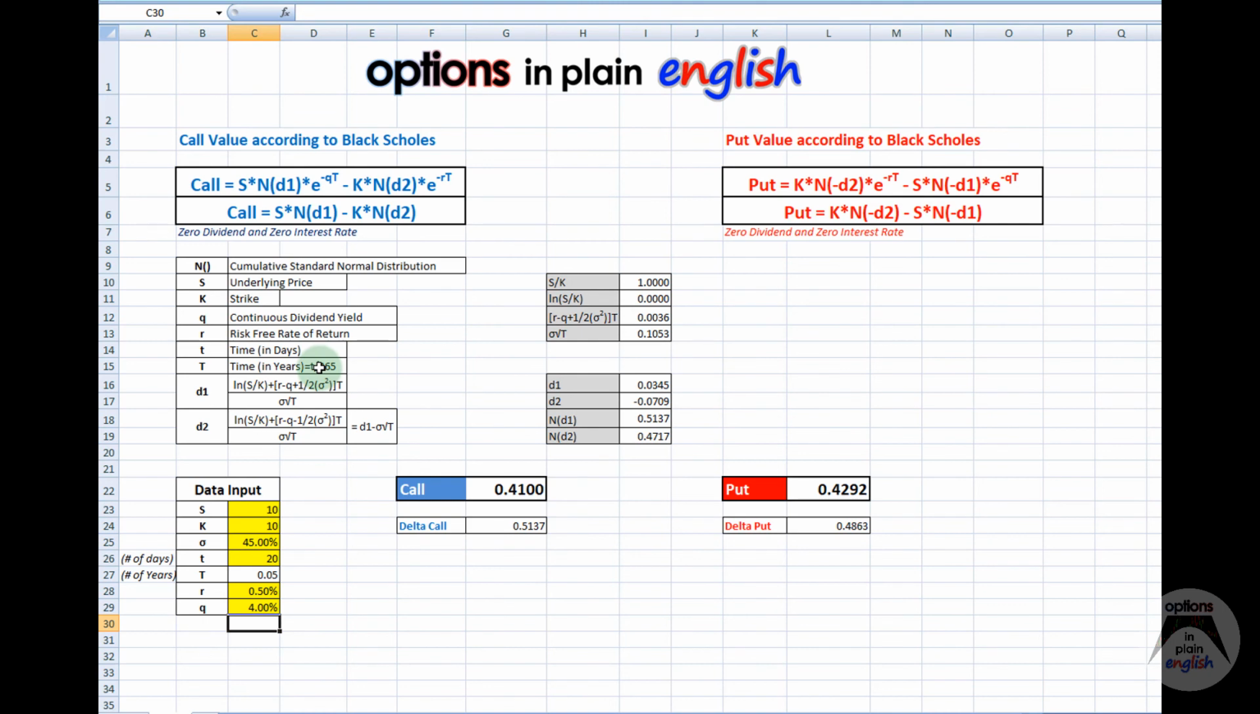Again, this is for European style options, so only exercisable at expiration, but it's a good indication of how they're priced in the market. You can take some of the values that you see in the market and plug them in here, and you'll see that they're going to be very accurate and very close to what they are.